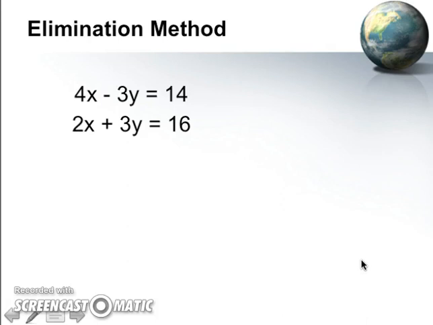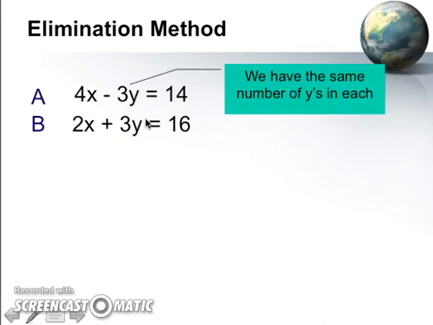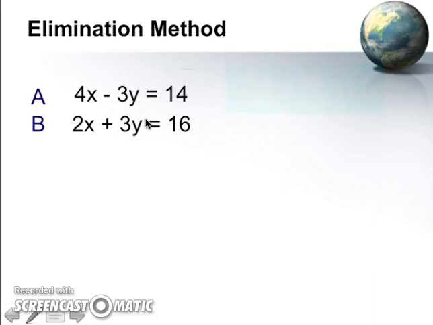Here's another example. This time, instead of them being equal to 1, we've got the y's, and the number in front of the y is 3. This is a minus 3, and this is a plus 3. So this time, what do you think we're going to do? To get rid of these, if we combine these by adding the equations together, the y's will disappear.